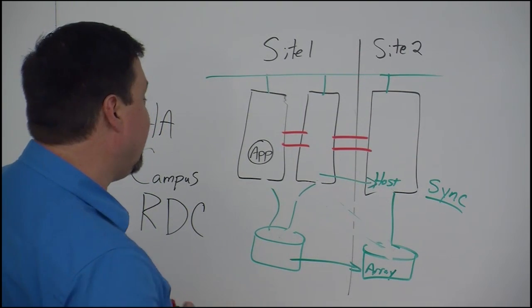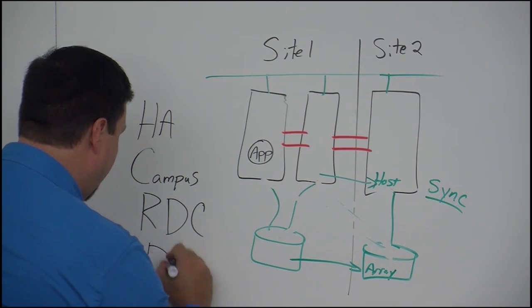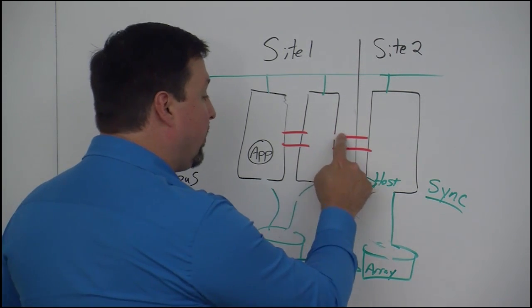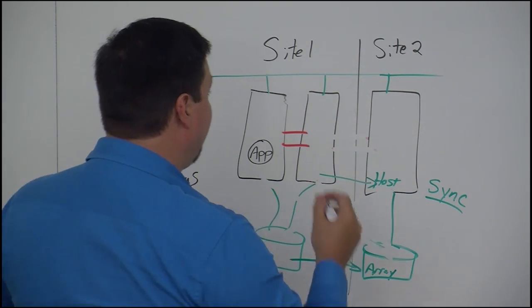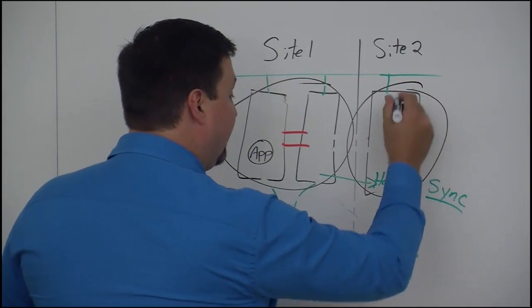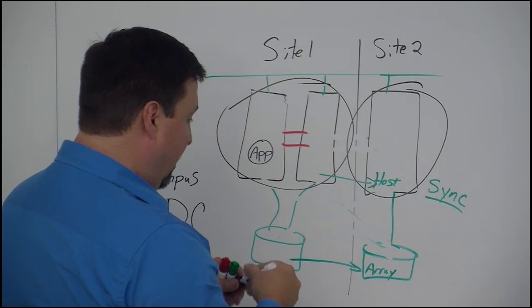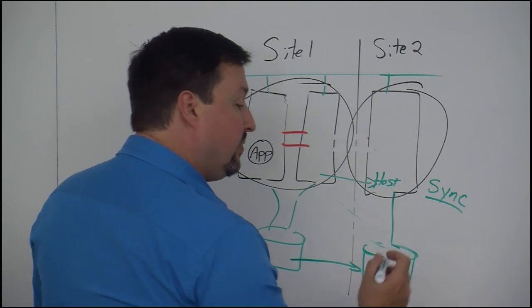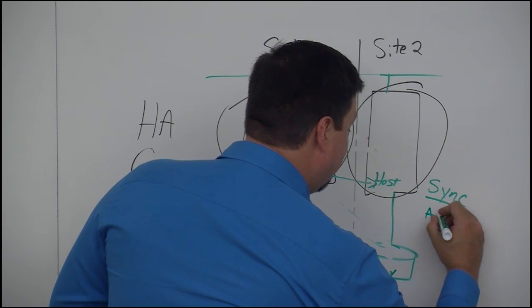Our final architecture is DR, so disaster recovery. In this instance, we no longer have one cluster. We have two separate clusters per site. One cluster locally here, one cluster locally here. You still have replication either at the host or the array site, but it's no longer synchronous because it's not close enough. Now you're doing asynchronous.